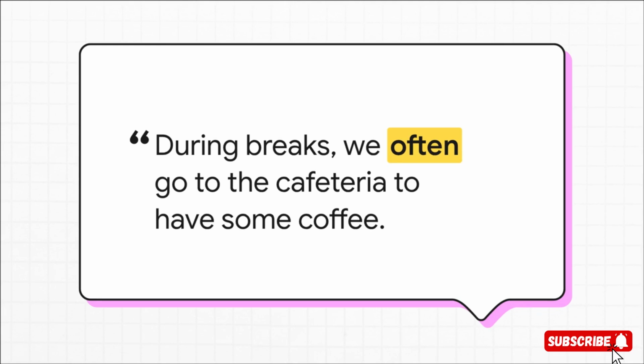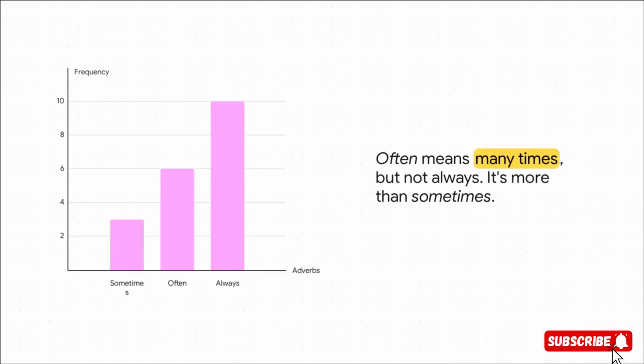That word often is great because it helps us understand her habits. But what does often really mean? Like, how frequent is it? Well, let's think of it like this. If sometimes means every now and then, and always means 100% of the time, often sits right there in the middle. It means you do something a lot, but maybe not every single time.